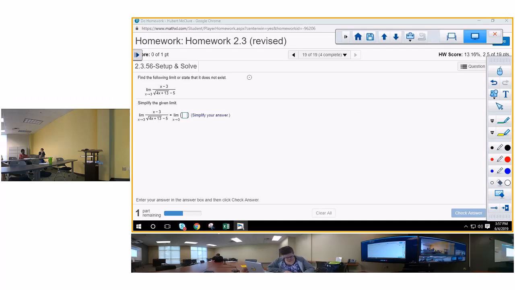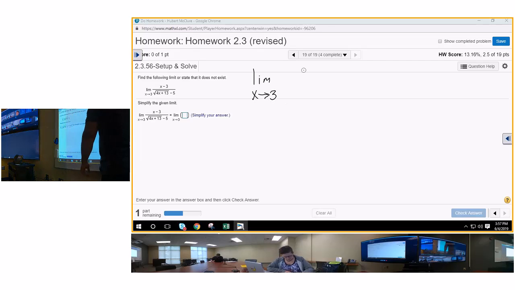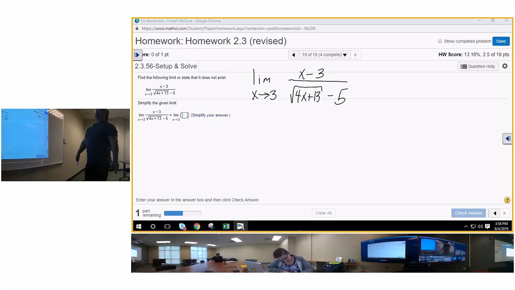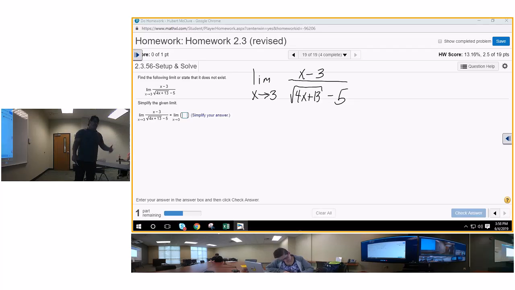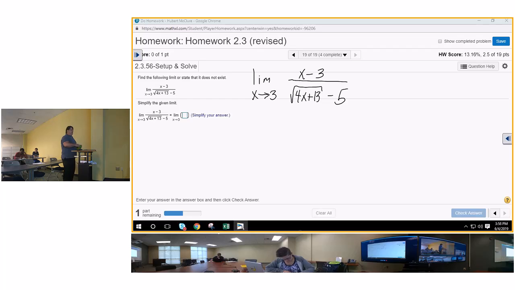So, limit as x approaches 3 of x minus 3 over the square root of 4x plus 13 minus 5. Now, if you plug in 12 plus 13, you're going to get 0 in the denominator. So it's not going to be one of those easy ones where I only have to do this. Most of y'all can do basic math, so I'm not going to put those on the test of limits.